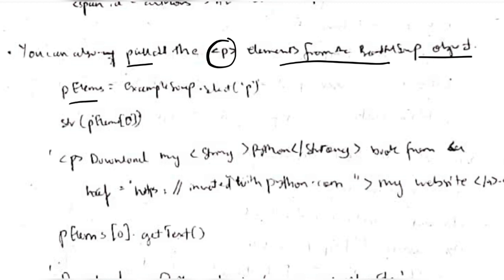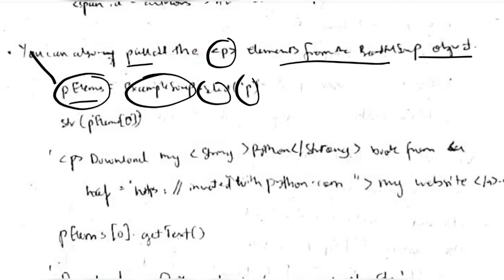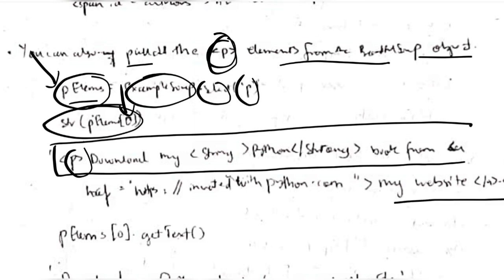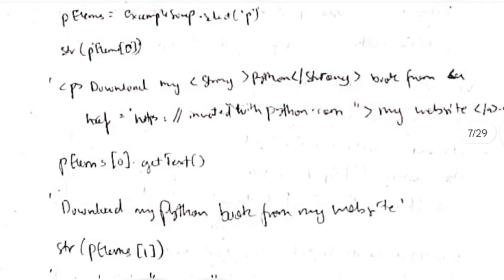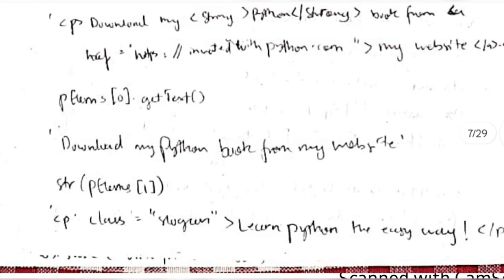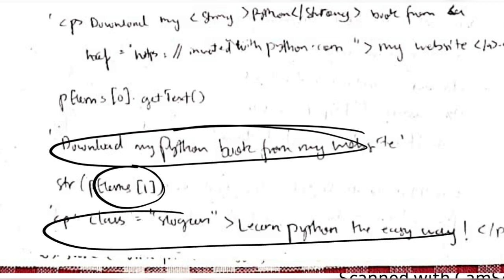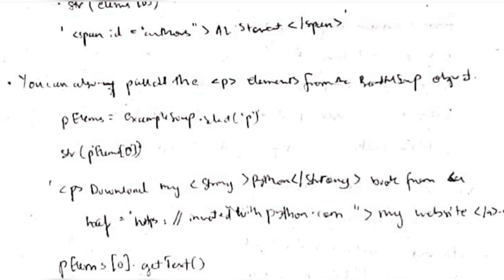For example, if you have written example soup dot select p, whatever the p tag has as content, along with the tags, will be displayed. That will be stored in pElems. If you try to print str of pElems[0], the first tag which we encountered as p will be displayed. This is the first tag which was encountered as p, this whole thing till here. If we write getText, at that time it will print the text part of it. In the same way, pElems[1] means the next p tag, which is present here, will be displayed. So that's how you get the text from the web page using the Beautiful Soup object.